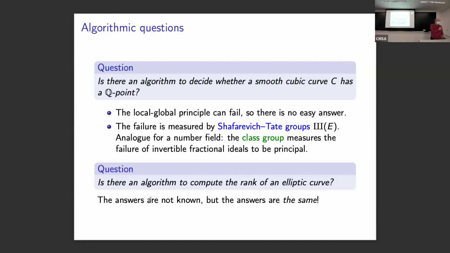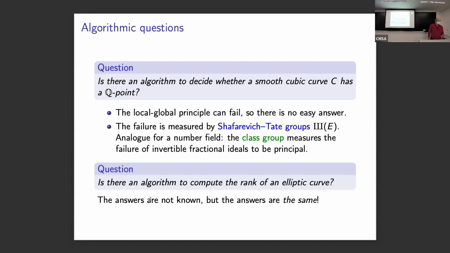So this group is measuring the failure of the local-global principle, and there's a reasonably close analogy between it and the class group of a number field. The class group of a number field is the group that measures the obstruction for fractional ideals to be principal, to be generated by one element.